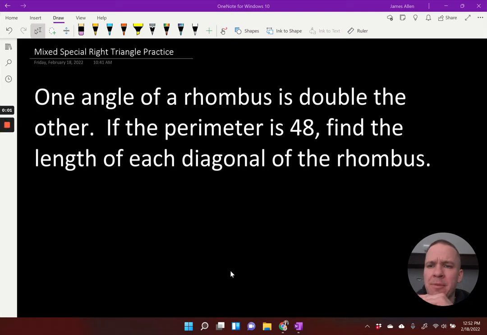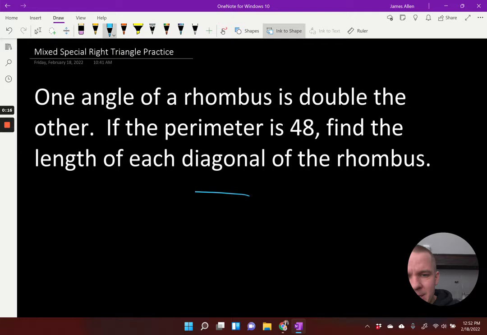All right, so we got some application here. We got one angle of a rhombus is double the other. Ooh. Find the perimeter, or if the perimeter is 48, find the length of each diagonal of the rhombus. Wow, we got to draw a rhombus. All right, let's do it.